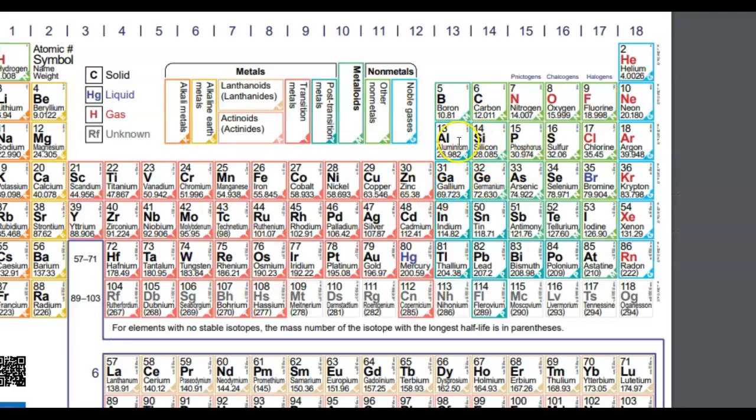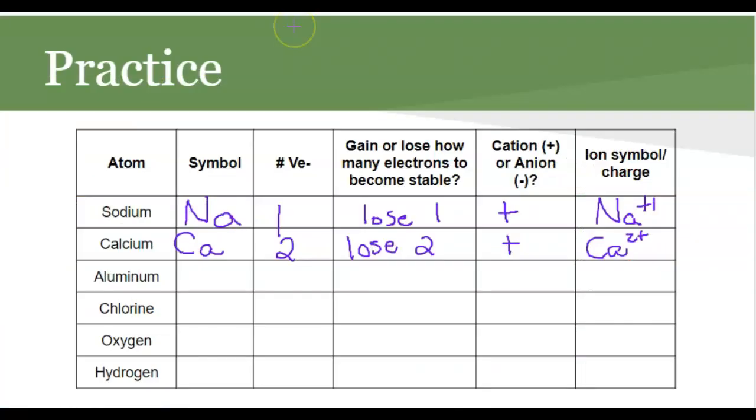Aluminum is over here, number 13. This is the +3 column. So just kind of continuing on in the trend here. Aluminum's symbol is Al. It has 3 valence electrons. So we haven't quite hit that tipping point yet of trading from losing to stealing.